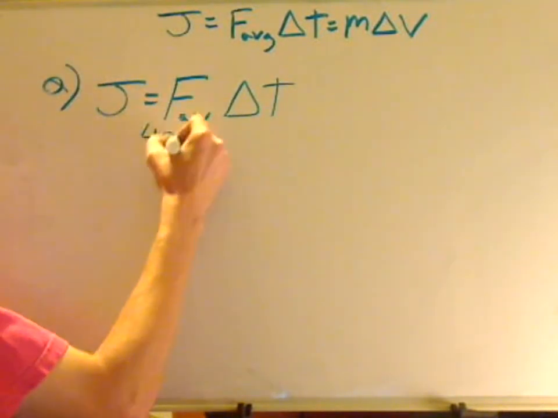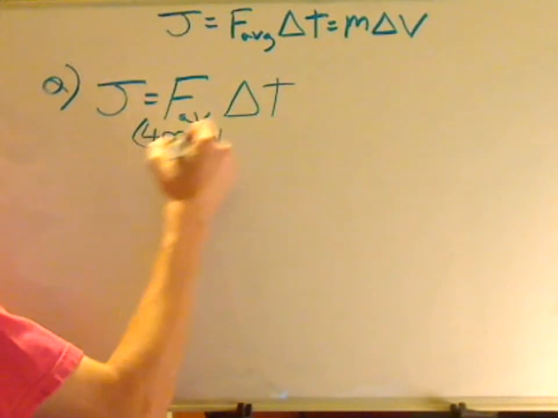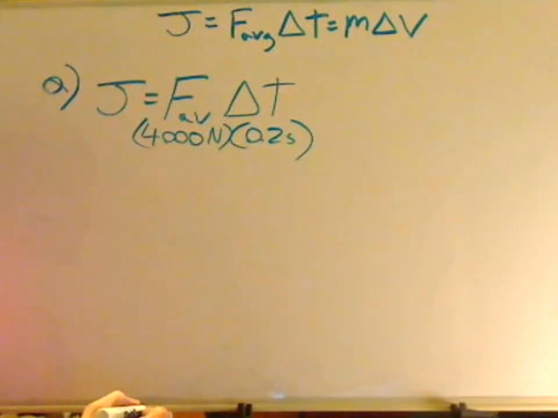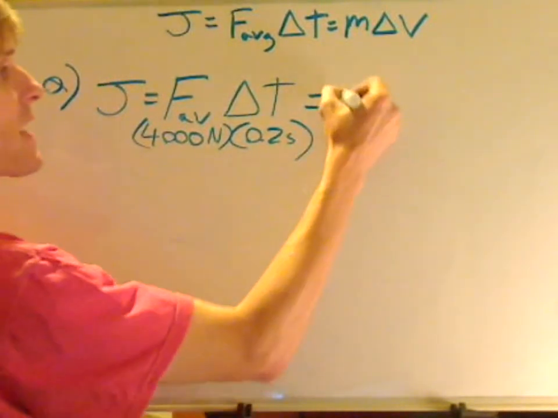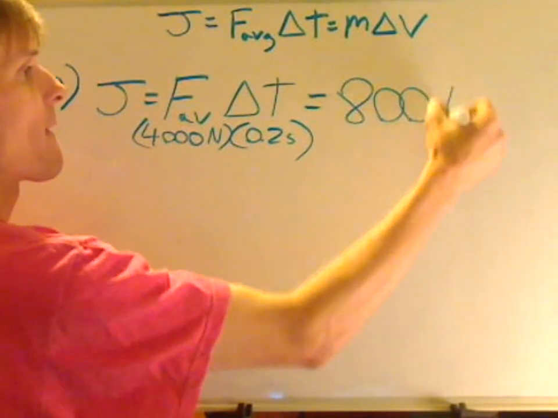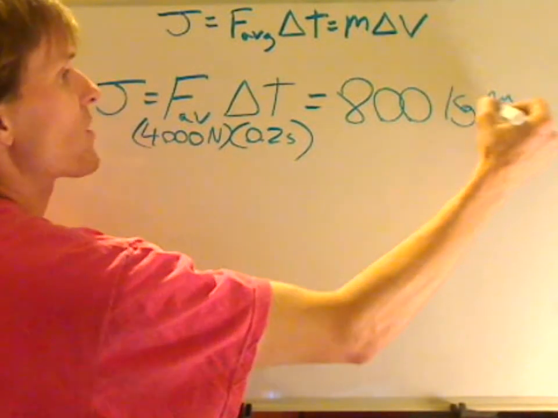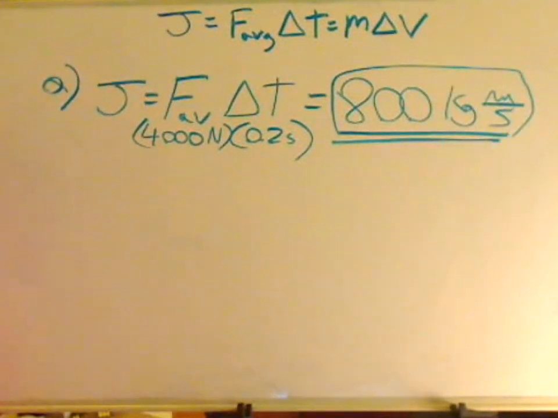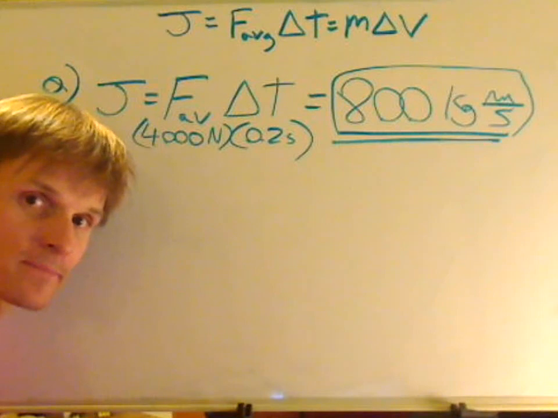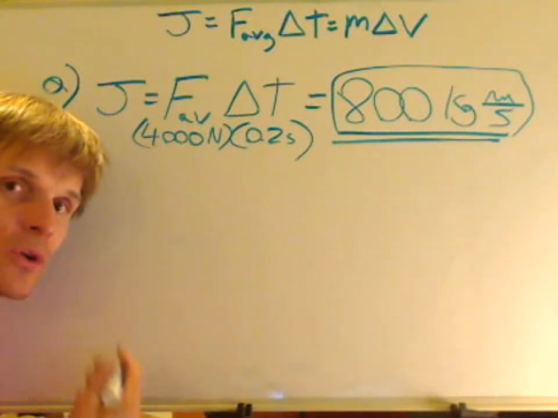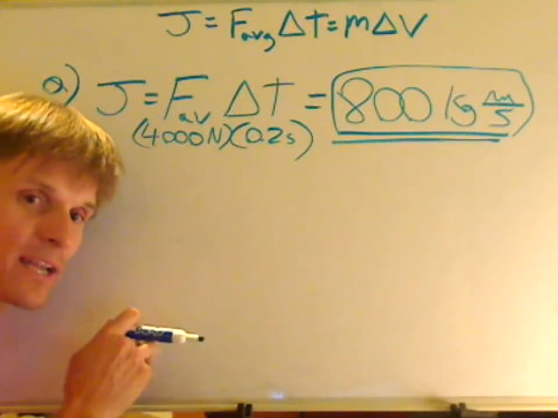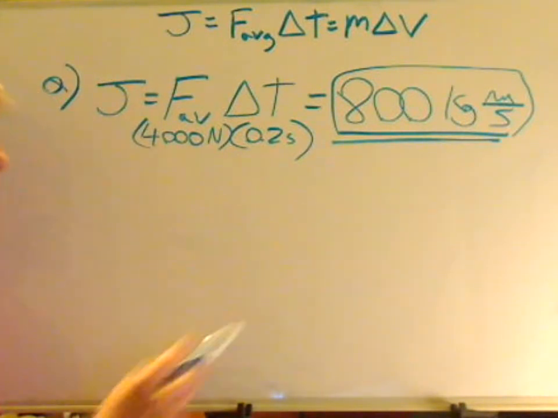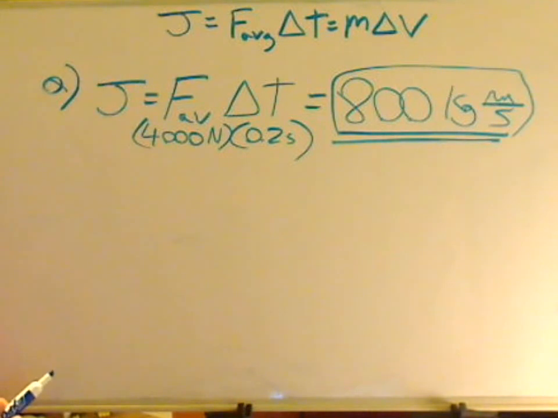And this was 4,000 newtons. This was 0.2 seconds. So that gives the result for the impulse is 800 kilogram meters per second. So kind of an answer that doesn't mean a whole lot by itself, really. And it doesn't mean anything until we do part B of the problem. In part B, we're told that the bumper car is going at 2.8 meters per second into the wall, and we're asked to calculate the final velocity based on this.